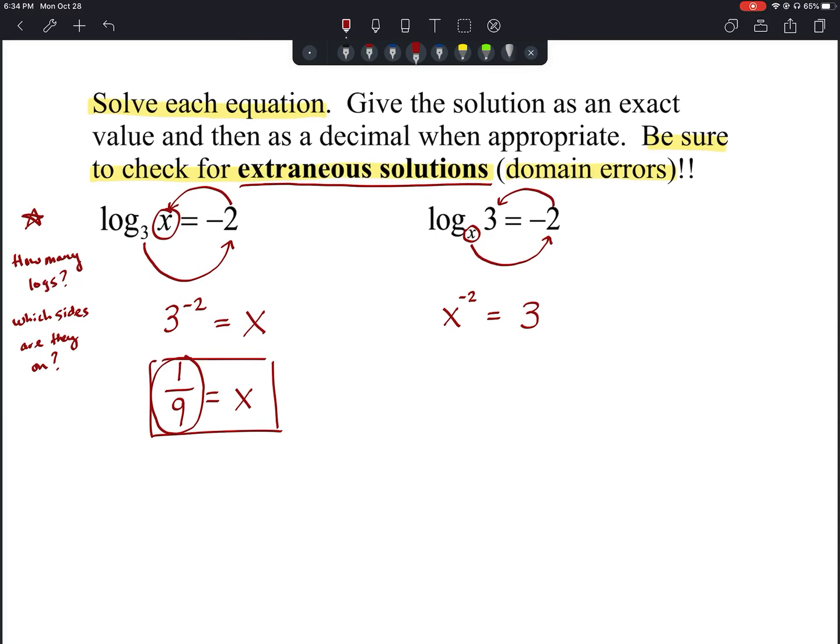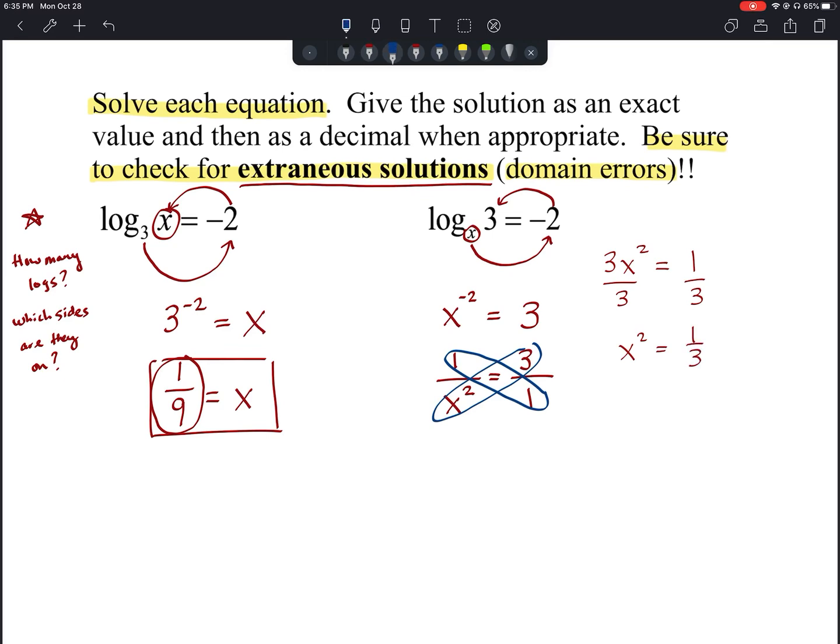Okay, this is going to change what we have to do to solve it. We're going to have to do a little bit more work. Remember, x to the negative second power is like saying 1 over x to the positive second power. And we can create a proportion here. We can cross multiply, right? Cross multiply here, and we're going to end up with 3x squared is really equal to 1. We'll divide each side by 3. So x squared is equal to 1/3.